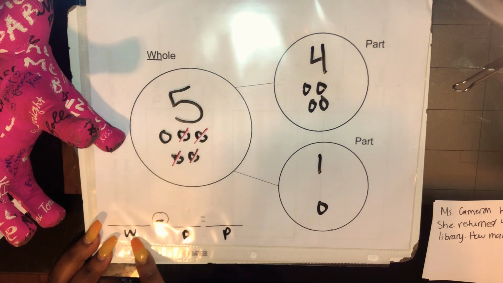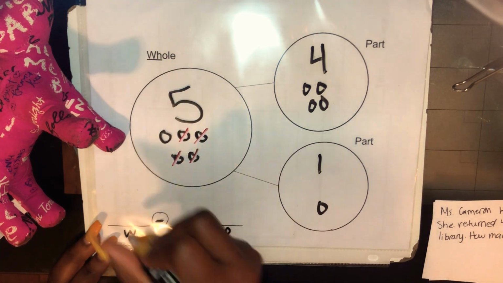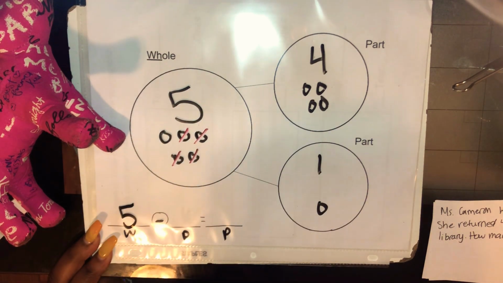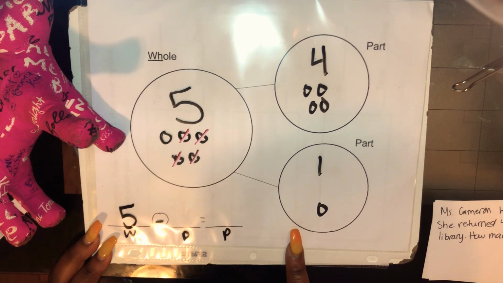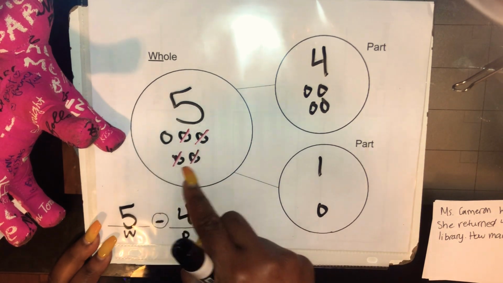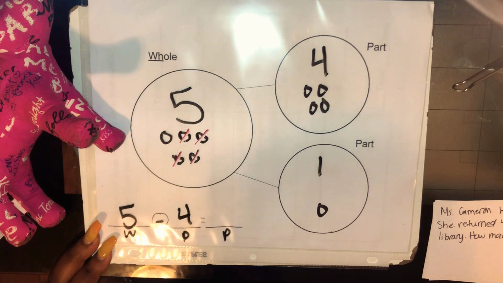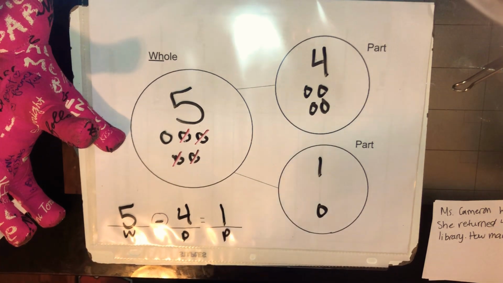So what should I put here for my whole? Which number is my whole? Yep, the 5. That's how many I started with. Then I took away how many? 4. You see I crossed out 4. How many are left? 1. All right. Did you see how I did that?